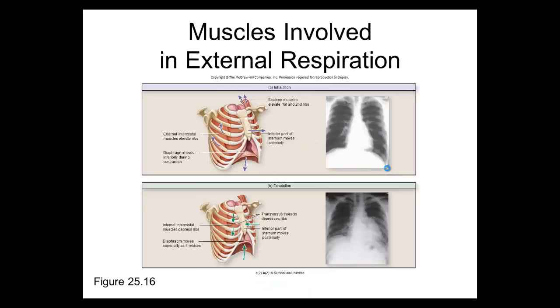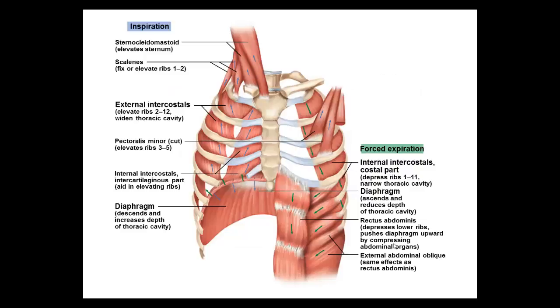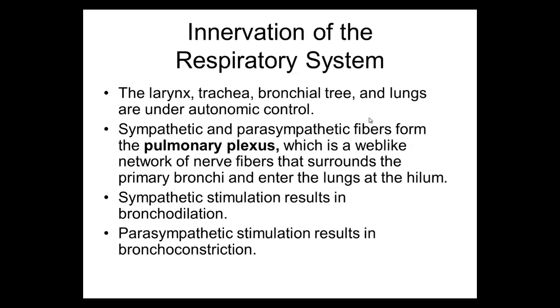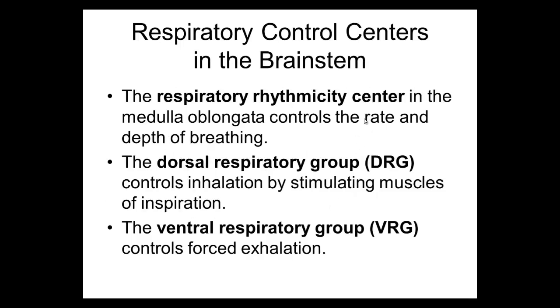Okay, so I'm going to skip through a couple of slides here. These are the muscles that we covered together when we talked about the musculoskeletal system, so there is no reason for us to go over that again. The innervation: we have sympathetic and parasympathetic. Parasympathetic goes through the vagus, and for the sympathetic we will have the pulmonary plexus, which is a web-like network of nerve fibers that go through the hilum and will spread all over the lungs.